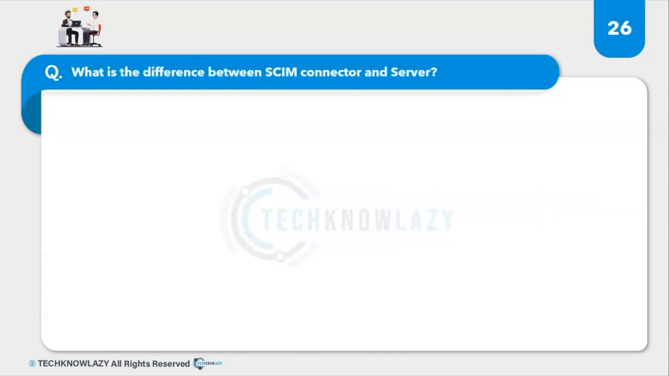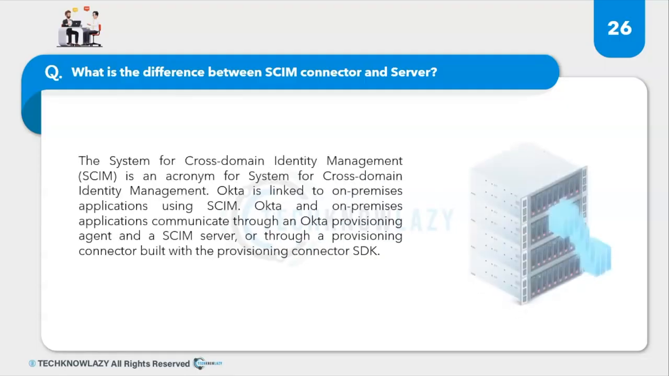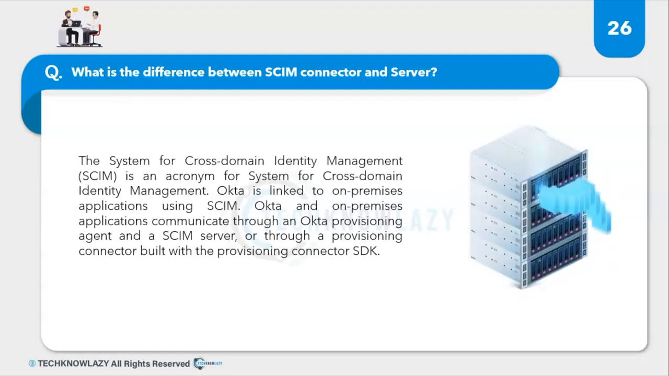26th. What is the difference between SCIM connector and server? The answer is the System for Cross-Domain Identity Management, or SCIM, is an acronym for System for Cross-Domain Identity Management. Then Okta is linked to on-premises applications using SCIM. Okta and on-premise applications communicate through the Okta Provisioning Agent and the SCIM server, through a Provisioning Connector built on the SDK, or Software Development Kit.